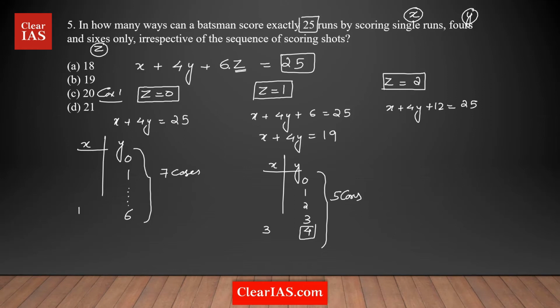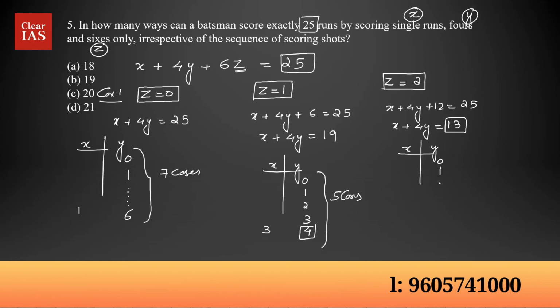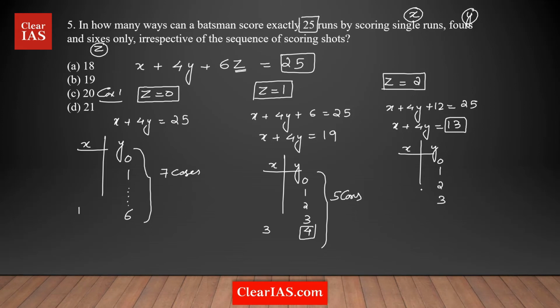Because Z is 2, so 6 twos are 12 here. Simplifying it further, X plus 4Y is equal to 25 minus 12, you are getting 13. Listing down what are the possible values of X and Y. Y can be 0, Y can be 1. What is a close multiple of 4 compared to 13? 4 threes are 12. That's a close multiple, right? So maximum number of 4s he can hit in this case is 3. So Y can be 0, 1, 2, or 3. These are the possible scenarios. You have 4 cases in total here.